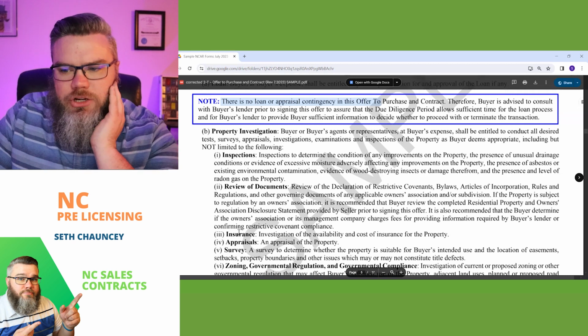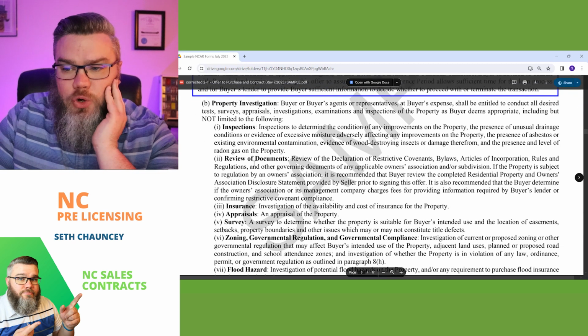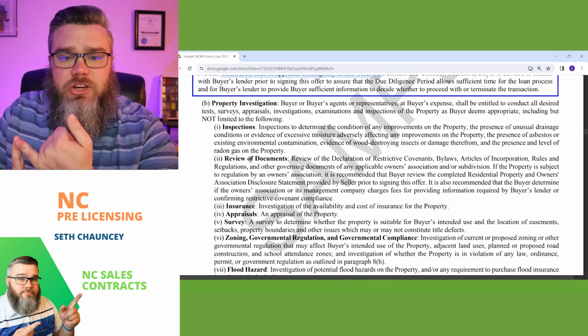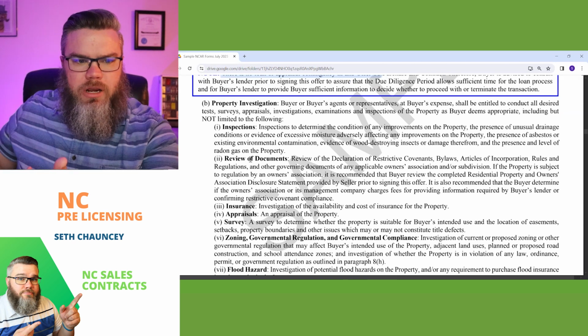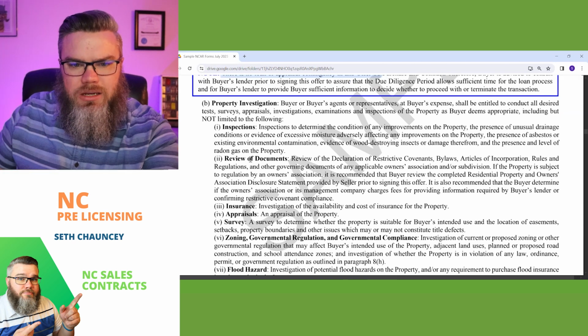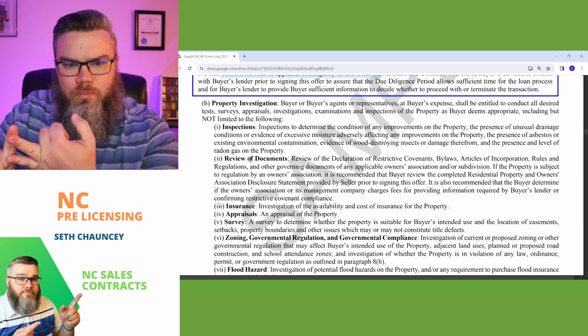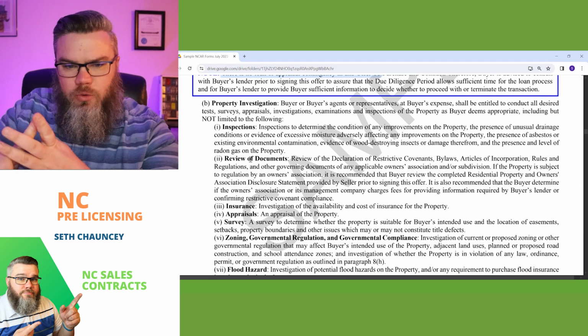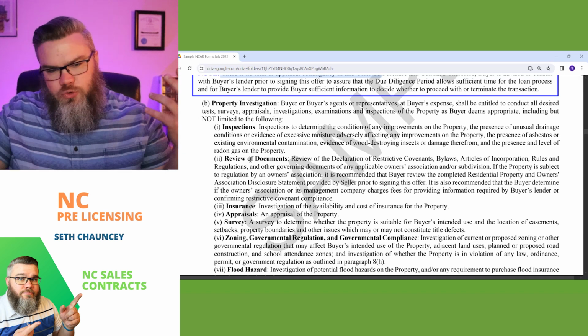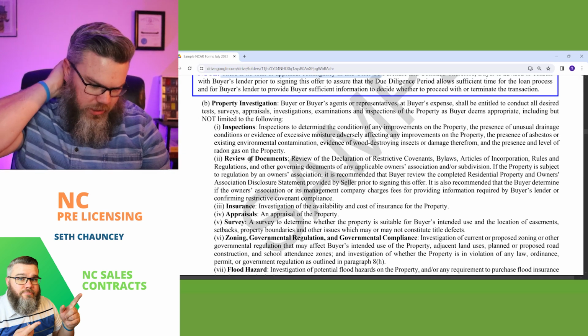Now, this next little section is just talking about things that you might consider doing during due diligence. Having inspections on the home. Very good idea in North Carolina. Doctrine of caveat emptor state. Home inspection. Make sure there's no major issues. No mechanical, no leaking, no foundation, no standing water, no drainage problems. So we want to have those checked out.